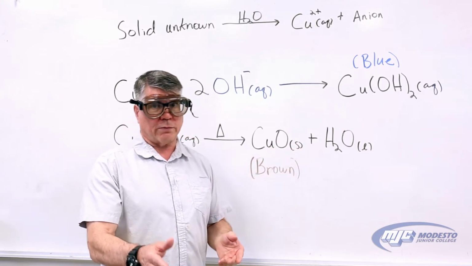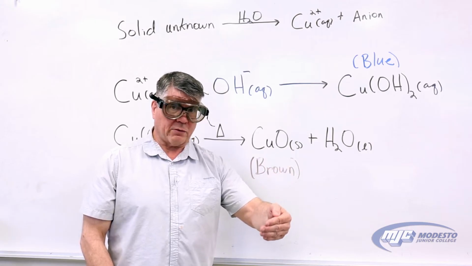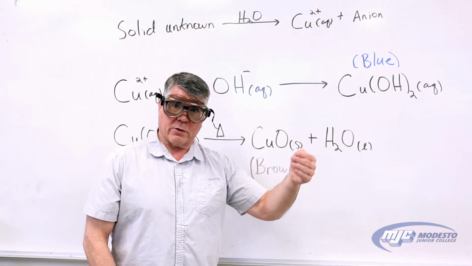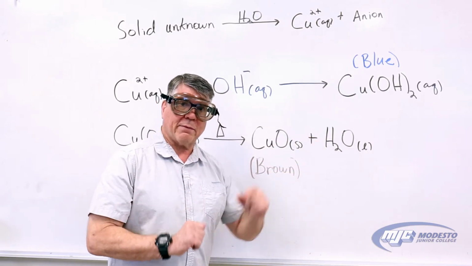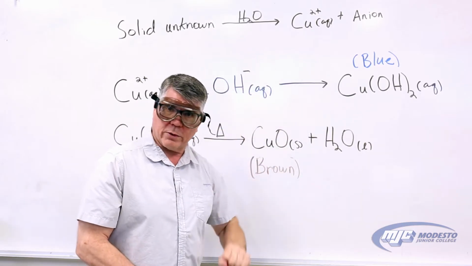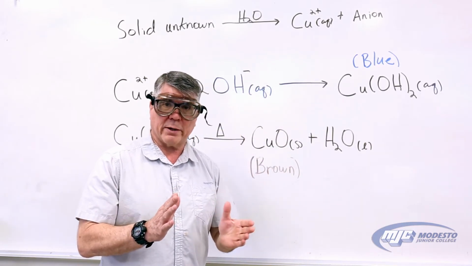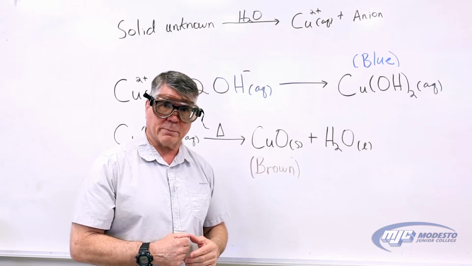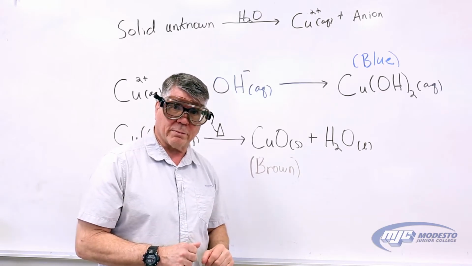Knowing the moles of copper, we just use the molar mass of copper to convert that to grams of copper. Now we have the top part of that equation. We know the grams of copper. We weighed the unknown, so we know the grams of the unknown. Multiply by 100, that's the mass percent. And that's the first part of the experiment.